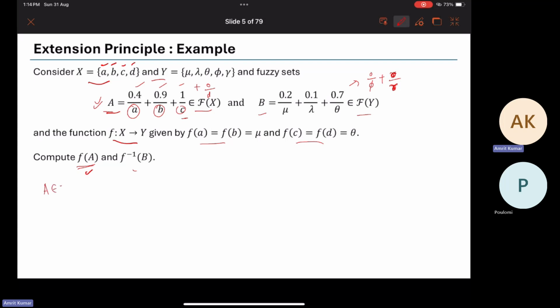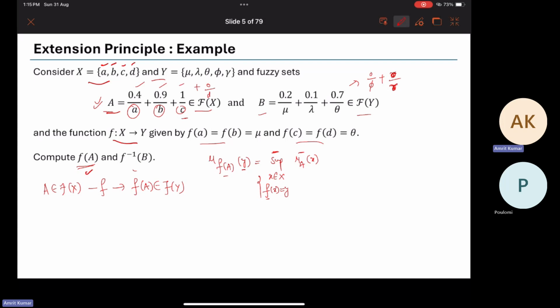Now let us compute f of A. Now A is a fuzzy set over x. We apply f to it and we get a fuzzy set over y. And the membership of this fuzzy set over y is given in this manner. So if I need to compute the membership of y in f of A, we first look at all x that is mapped to y under this function f, and then we simply take the supremum of the membership function of A at all those x.